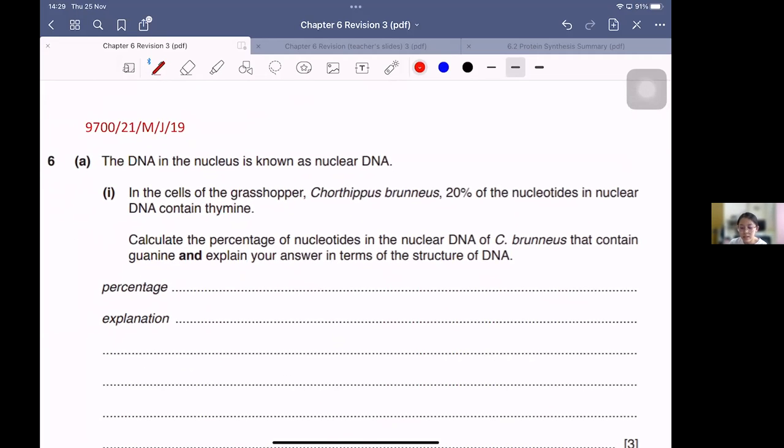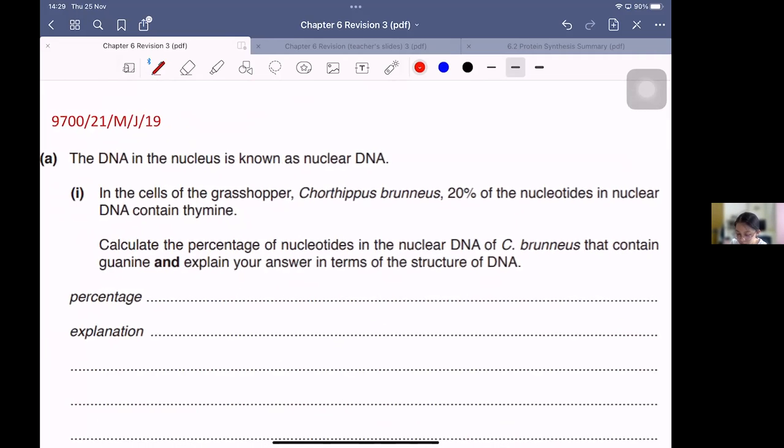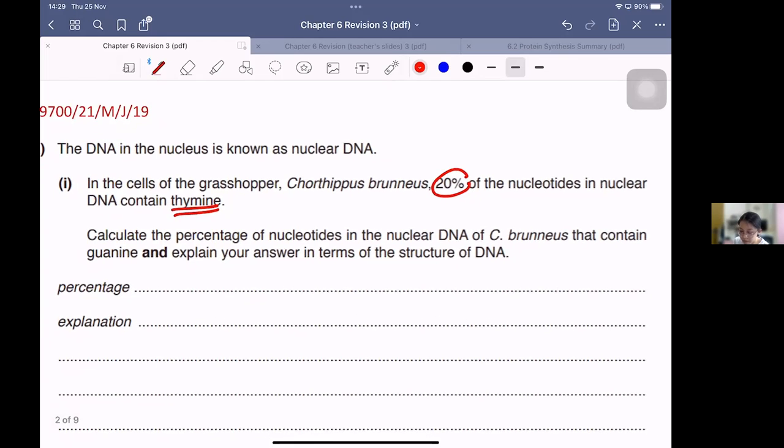The DNA in the nucleus is known as nuclear DNA. In the cells of the grasshopper, Tryptopus brunnius, 20% of the nucleotides in nuclear DNA contain thymine. Calculate the percentage of nucleotides in the nuclear DNA of Tryptopus brunnius that contain guanine, and explain your answer in terms of the structure of DNA. So we have to take note that the question stated we have 20% of the nucleotides in nuclear DNA that contain thymine, and we have to calculate the percentage of guanine.